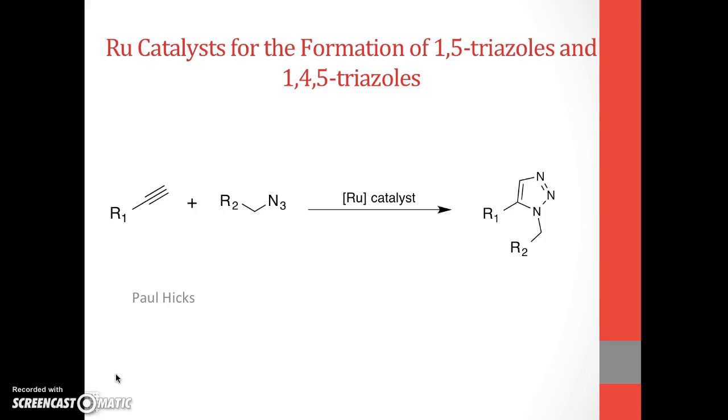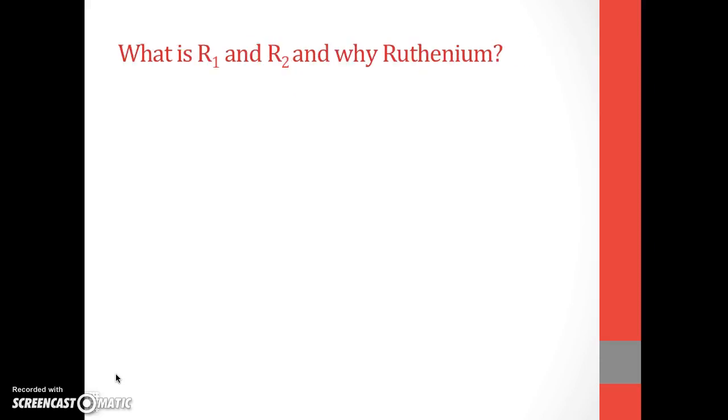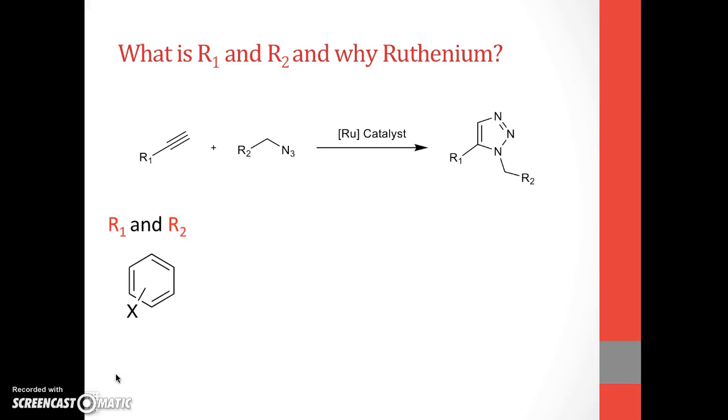The R2 group is on the nitrogen, which represents the first position, and the R1 is on the carbon, which represents the fifth position. What is R1 and R2, and why are we using ruthenium? There's the general reaction diagram again that shows the 1,5-disubstituted triazole. R1 and R2 could generally be any hydrocarbon chain or any carbonaceous material.